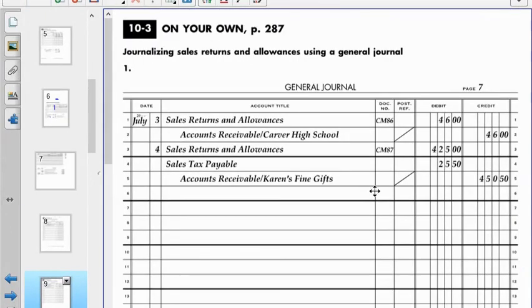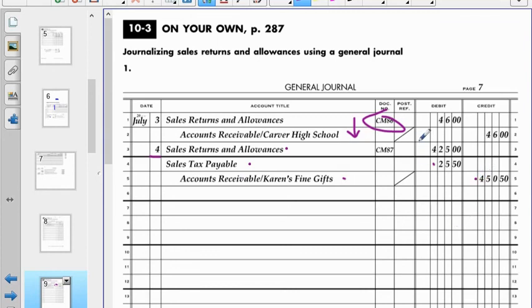All right, welcome back. Here is our on your own answer. July 3rd, sales return and allowance for $46. Credit memorandum number 86 is my source document. Accounts receivable and company name is going to be my credit because it is reducing that accounts receivable account. Second one, July 4, sales return. The sales tax is attributable on this one, and accounts receivable as a credit reducing that.